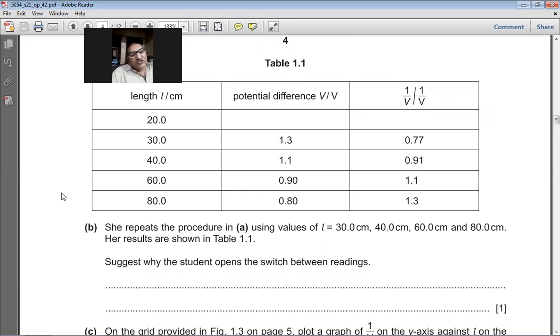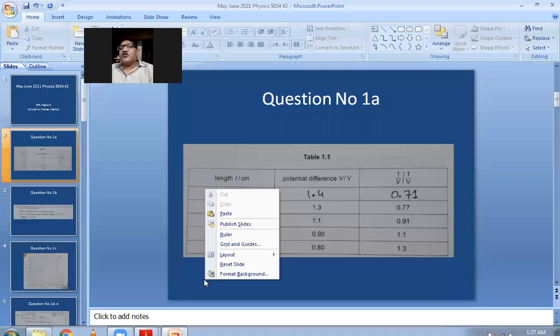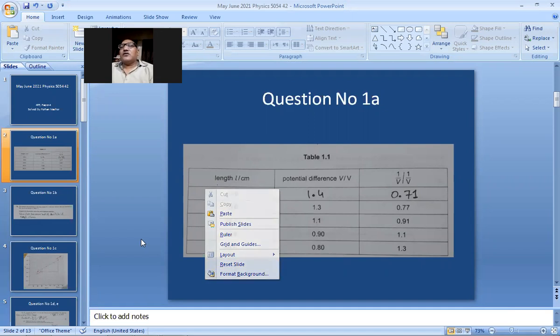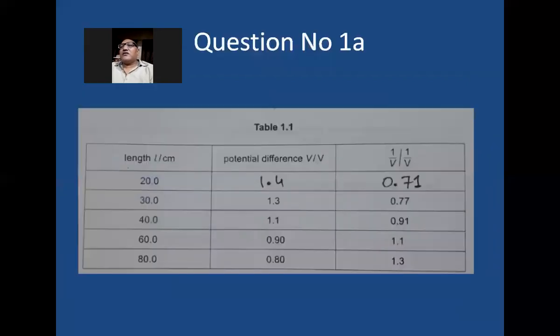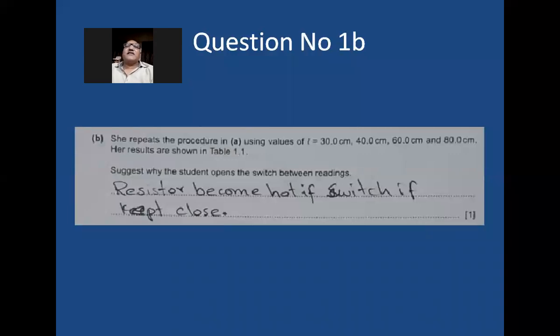So that's why we switch it off, so that the wire returns to normal temperature if it has got heated. That's why we switch off before taking the next reading for the next length. So let me show you my answer. The reason is: the resistor becomes hot if the switch is kept closed.